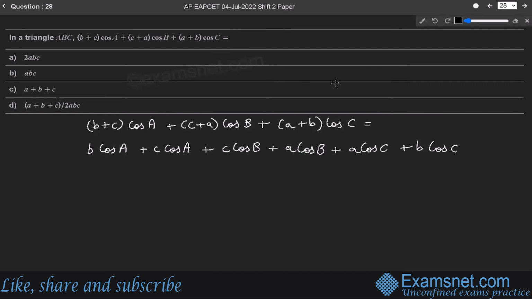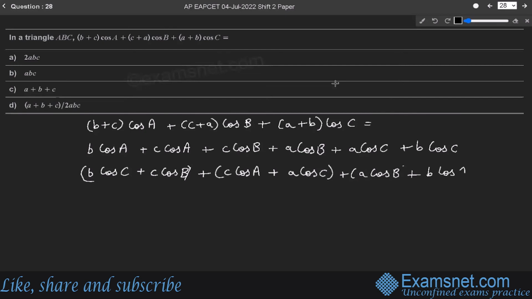Now, putting the same variables together, it will be b cos C plus c cos B plus c cos A plus a cos C plus a cos B plus b cos A. Now, let this be equation number 1. We have to use the projection formula here.